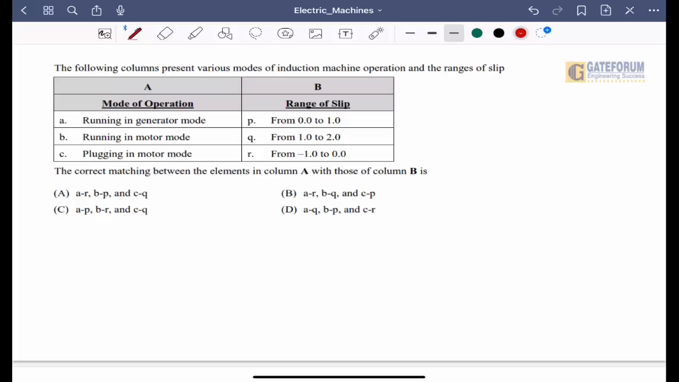See, the following columns present various modes of induction machine operation and the ranges of slip. Mode of operation is given in column A, range of slip is given in column B. We have to match the elements in column A with those of column B. These are running in generator mode, running in motoring mode, and plugging mode. So these are the three modes an induction machine can be operated in.